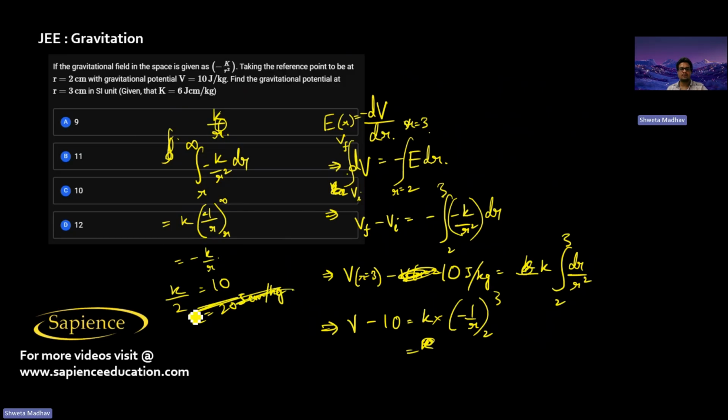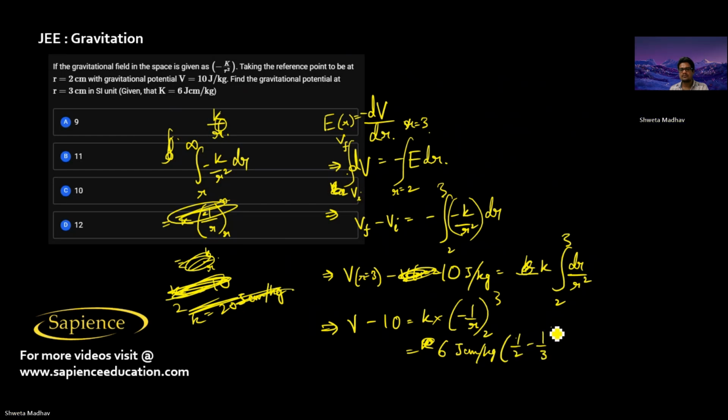Okay, so the k value has been told, which is 6 joule centimeter per kg, into minus 1 by r. So it is 1 by 2 minus 1 by 3, which is 1 by 6. So V is equal to 11 joule per kg. So B is the correct answer.